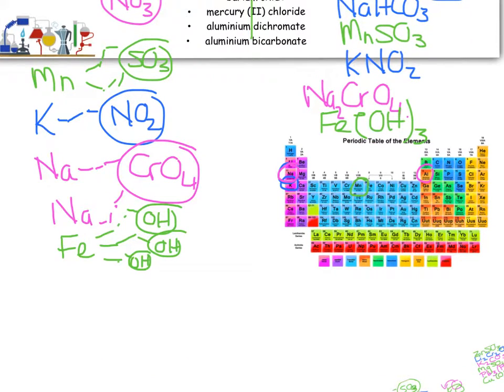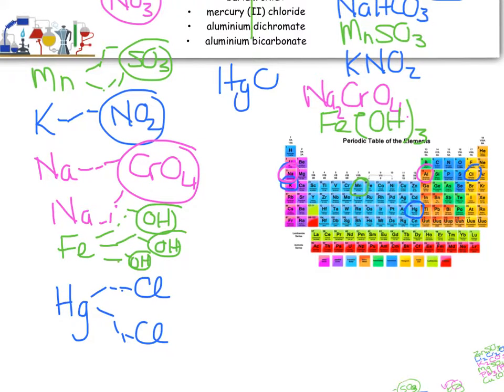Taking a look at mercury 2 chloride. Mercury is a transition element, and it is over there, and it has a valency of 2, Hg with 2 arms. Chloride, Cl, ide means it comes straight off the periodic table, only has 1 arm. I need to put another one in there, and I get HgCl2.